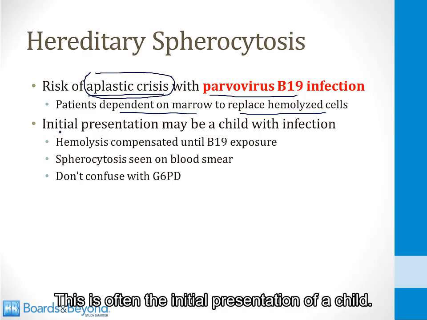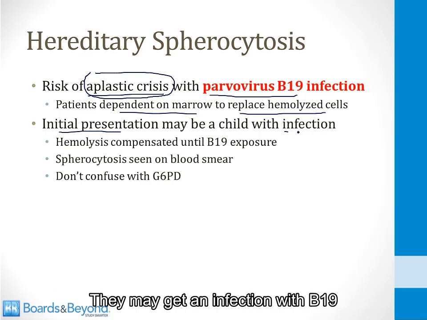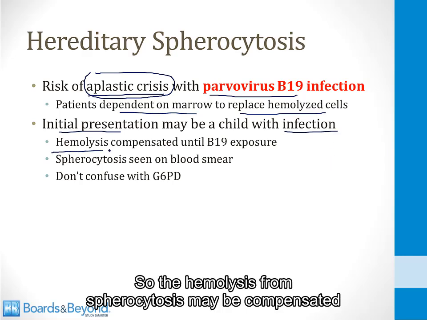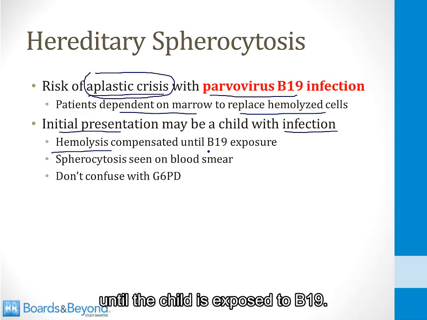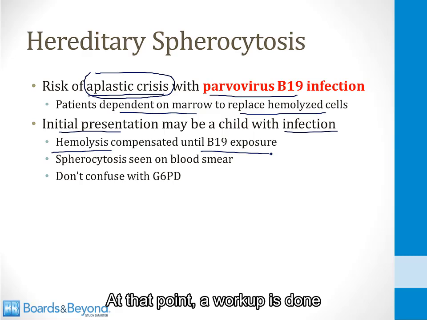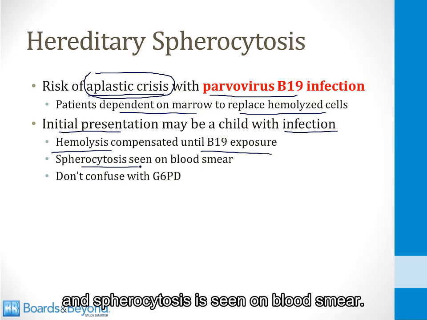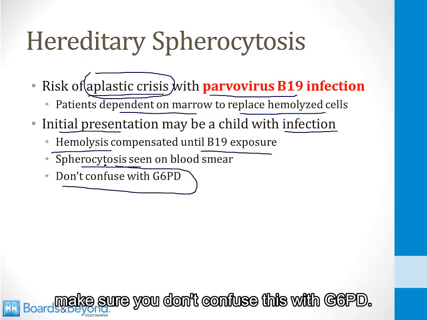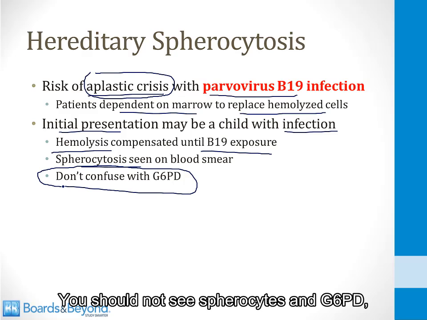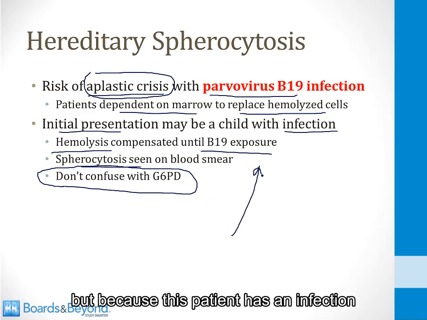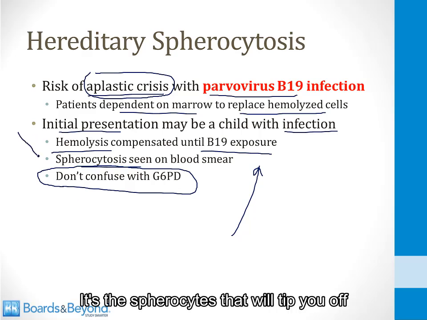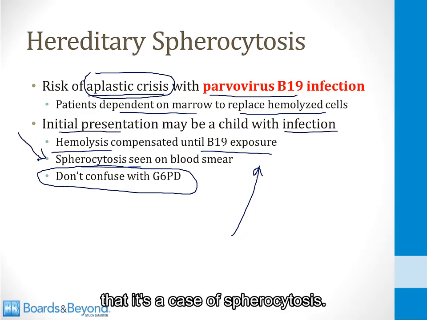This is often the initial presentation of a child. They may get an infection with B19, and that's when their anemia becomes detected. So the hemolysis from spherocytosis may be compensated until the child is exposed to B19. At that point, a workup is done and spherocytosis is seen on blood smear. And importantly, especially for board questions, make sure you don't confuse this with G6PD. You should not see spherocytes in G6PD, but because this patient has an infection and then develops anemia, that can often appear to be a description of a patient with G6PD who has infection as a trigger of hemolysis. It's the spherocytes that will tip you off that it's a case of spherocytosis.